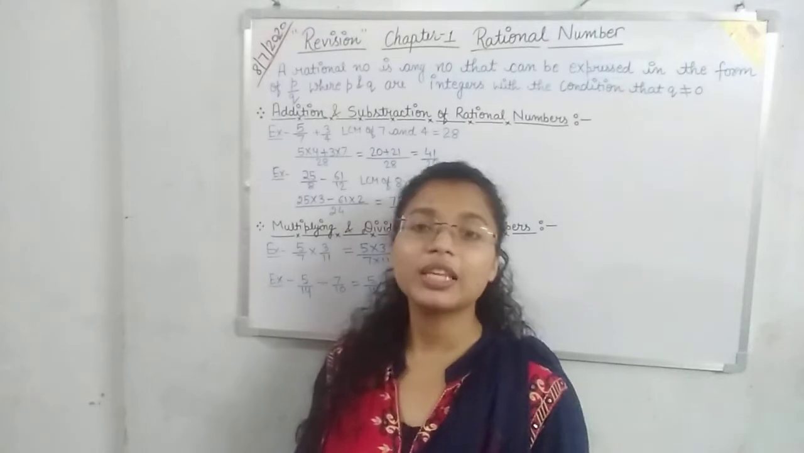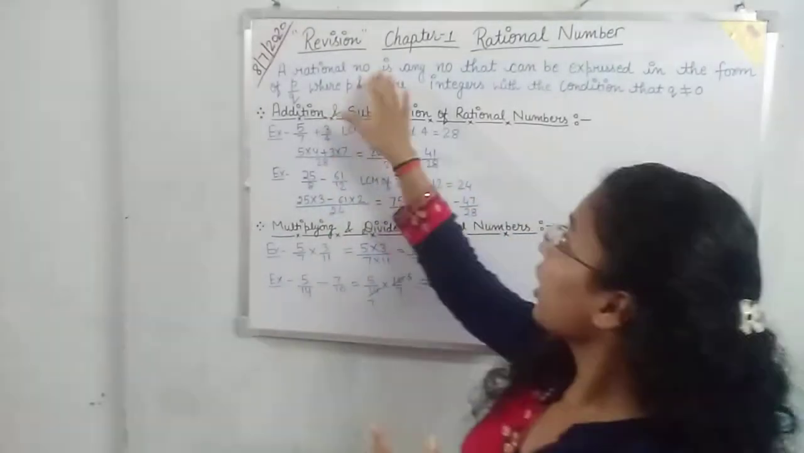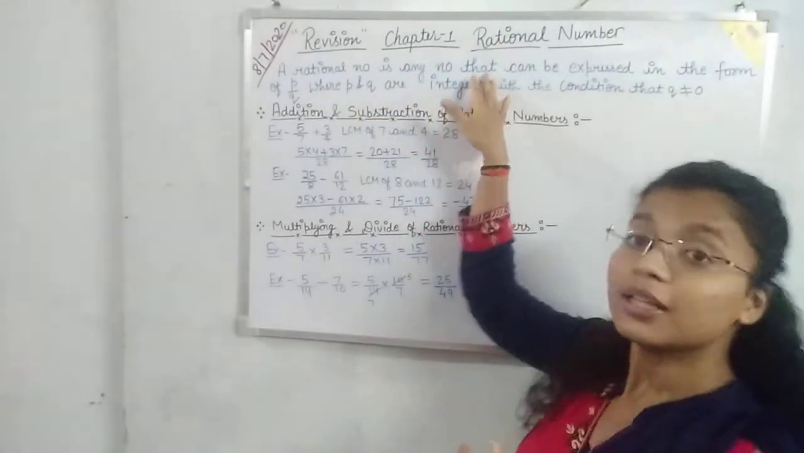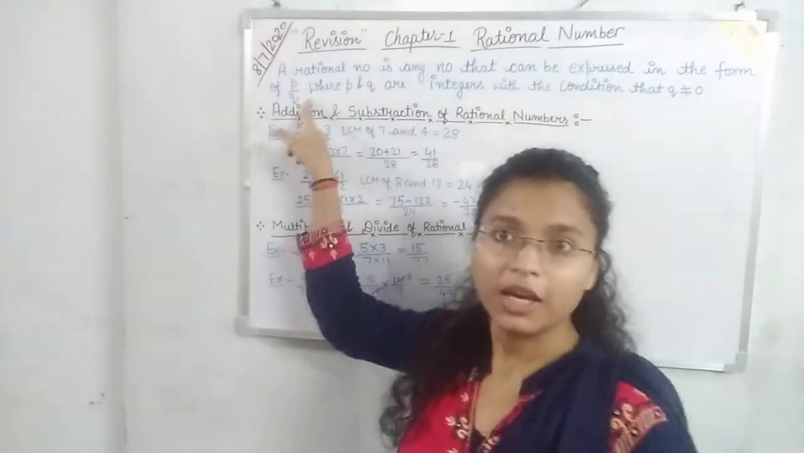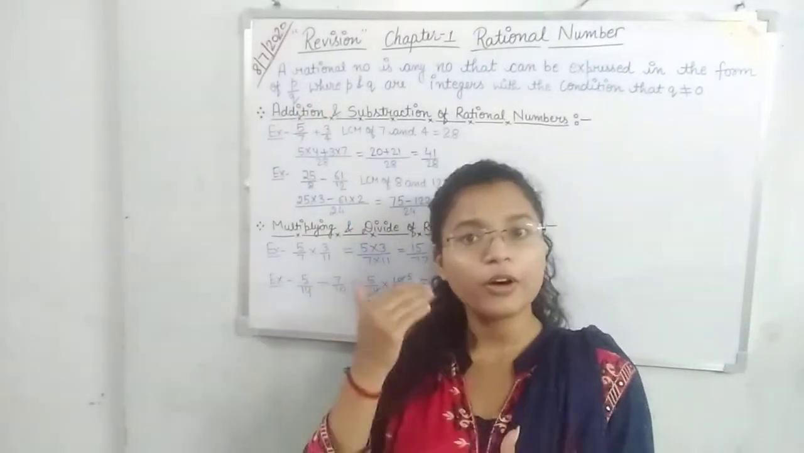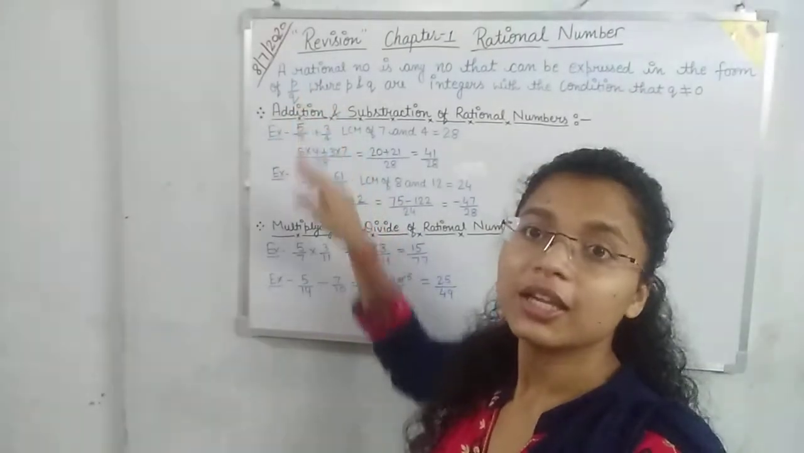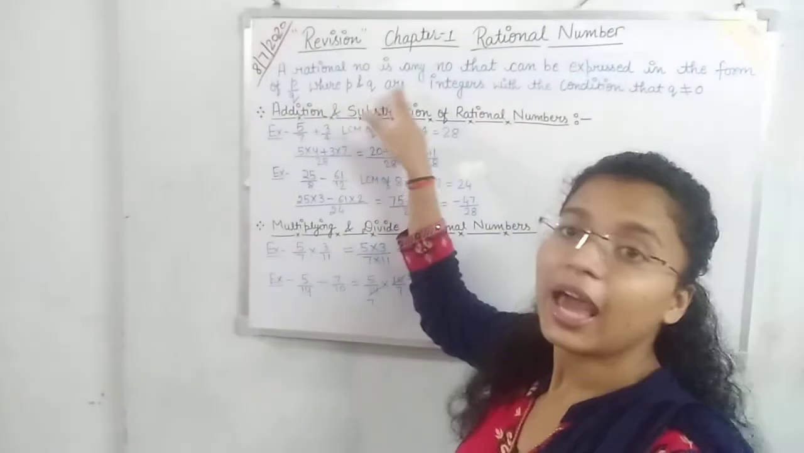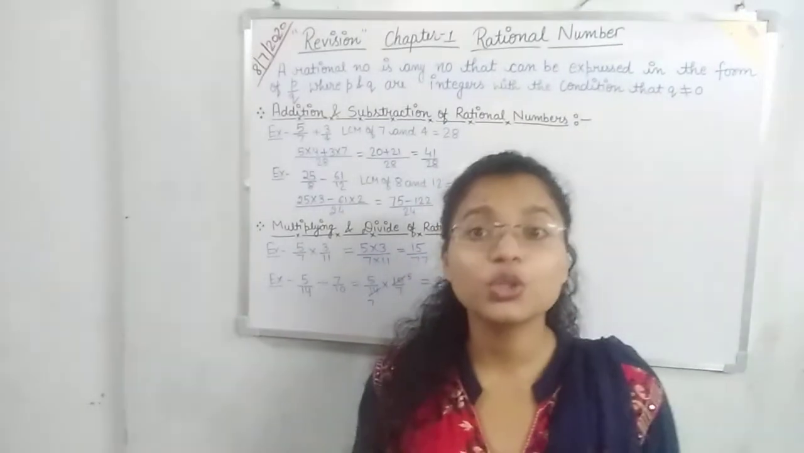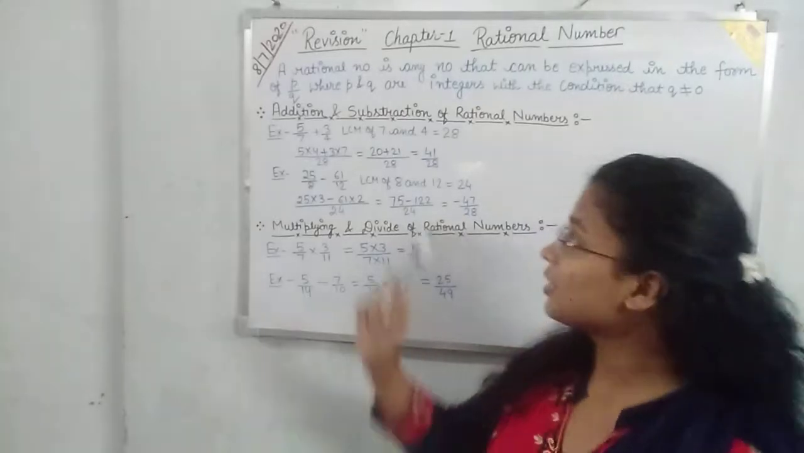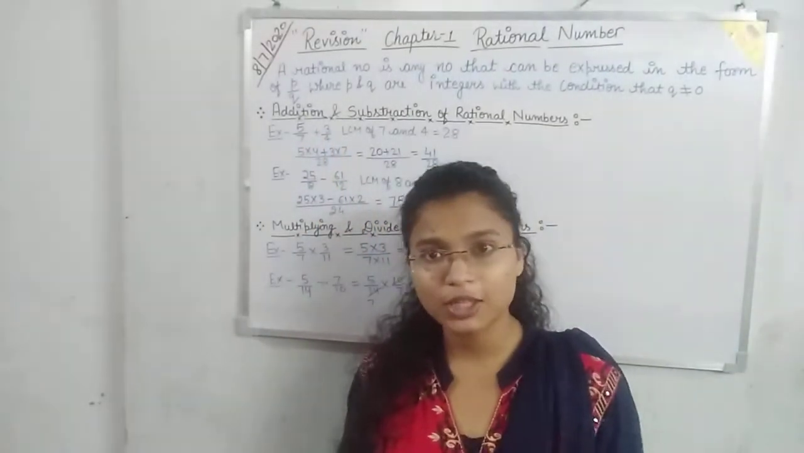So let's start with the definition of rational number. What is a rational number? A rational number is any number that can be expressed in the form of P by Q. P by Q is in the form of a fraction. P is the numerator and Q is the denominator, where P and Q are integers, with the condition that Q cannot be equal to 0. Q means the denominator. The denominator cannot be equal to 0.